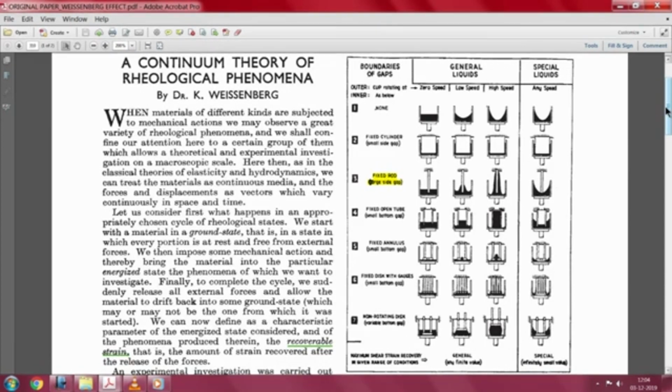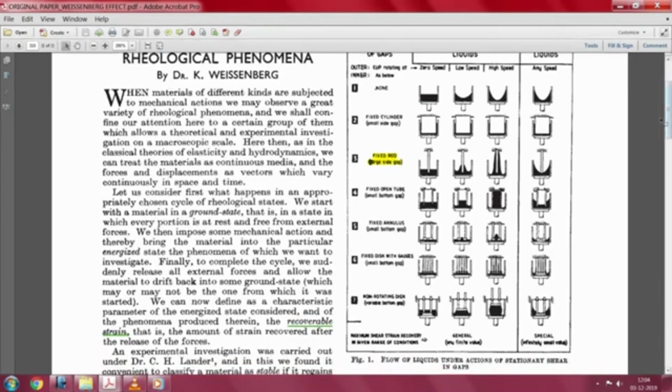So, he is going to consider this entire phenomenon from a continuum perspective, and that is what he lays down in the introduction. And then he goes on to say, let us consider first what happens in an appropriately chosen cycle of rheological states. We start with a material in a ground state, that is in a state in which every portion is at rest and free from external forces. So, we started our experiment also from the ground state, where there was no externally imposed force on the system. And then we saw that the rod climbing effect happens once the system is removed from the ground state, when we impose some mechanical action.